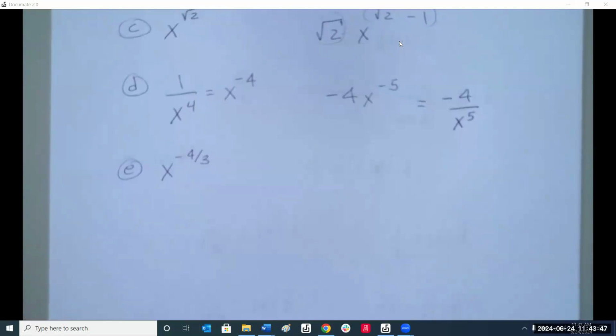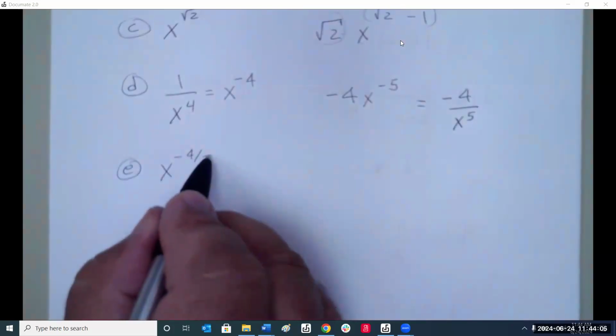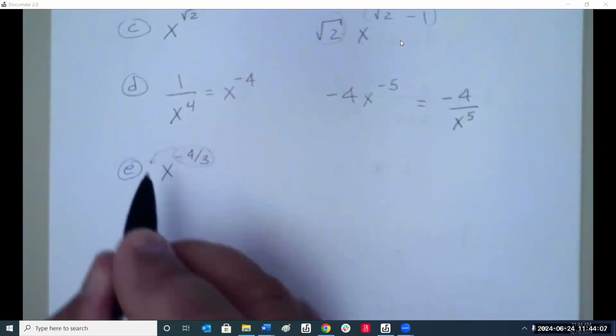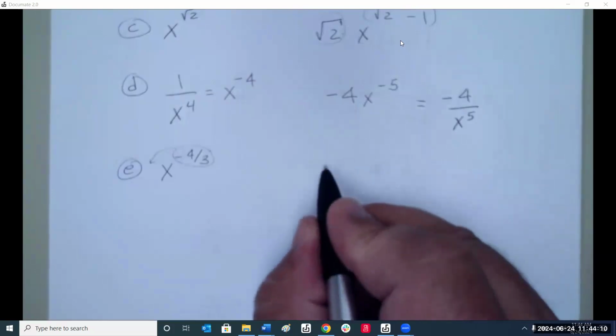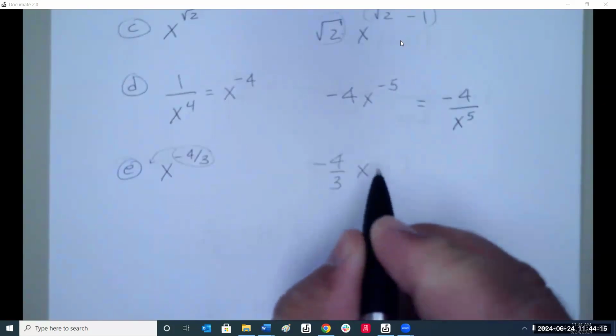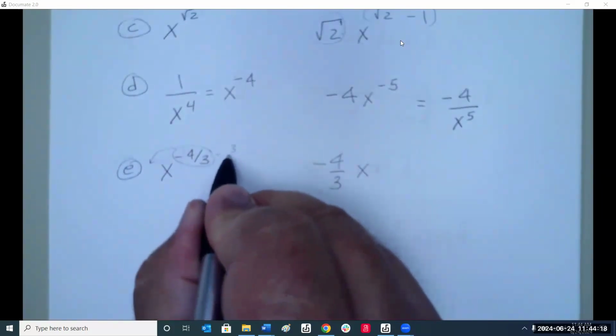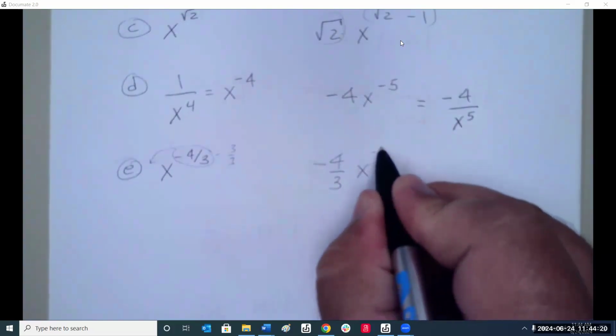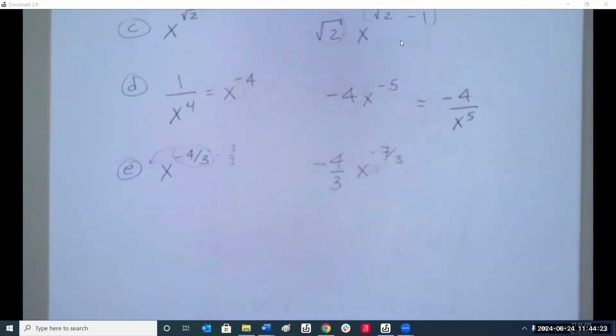X to the power negative four thirds. Bring the power down. And subtract one, which is 3 over 3, which would make it negative 7 over 3.